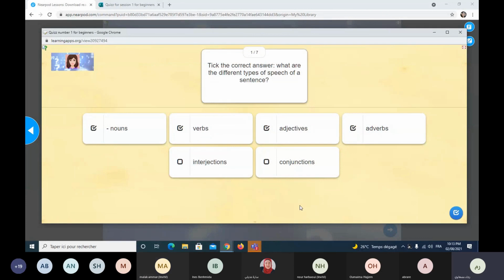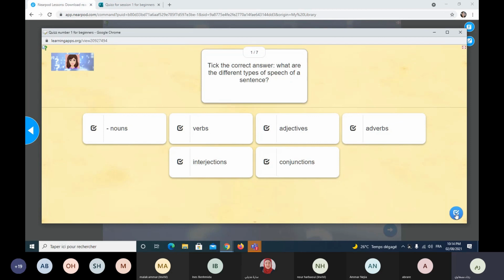Yes, Lina. Nouns, verbs, adjectives, adverbs, interjection. Okay, so all of them, very good. Thank you, Lina. Interjection also is a part of a phrase, like when I say wow, hey. Conjunction is also a part of a phrase, like and, but. Okay, so this is for question one.